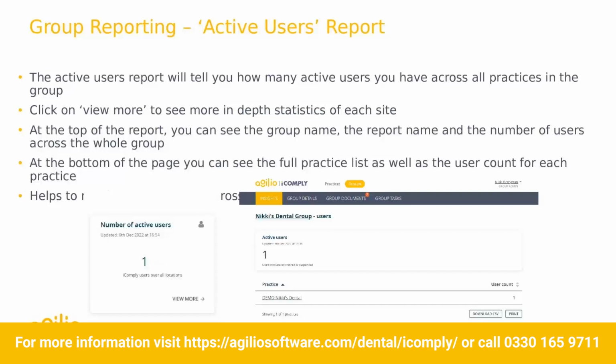The active users report, this is a really simple report, does what it says on the tin really, but it helps you to understand the engagement of your managers and team members across the group. So for example, if I had 10 practices in my group and I looked at this report and it said that I only had say 15 or 20 active users, I'd be pretty worried about the levels of engagement in my group. We encourage managers to add all team members onto iComply because, as you all know, compliance isn't the responsibility of one person in your practice, it's the responsibility of the whole team. So this report gives you a really quick snapshot in time and allows you to see how many members are using iComply.